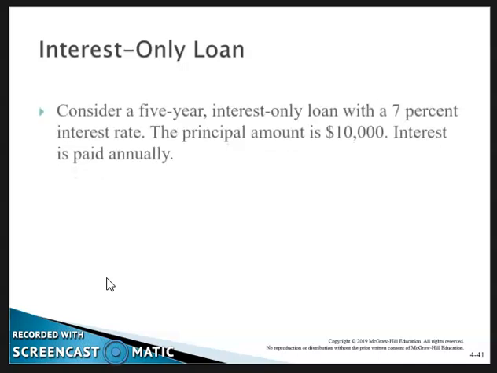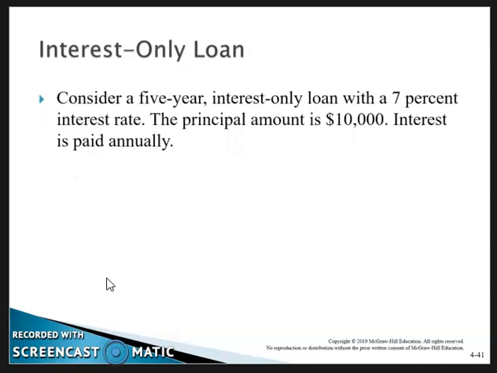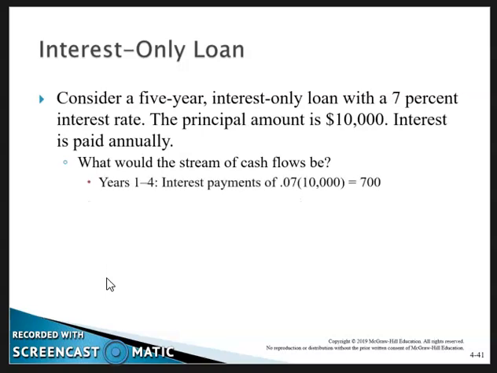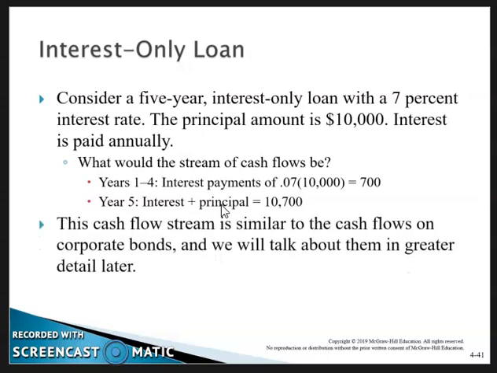Interest-only loans. Take a 5-year interest-only loan at 7% with a $10,000 loan. The interest is paid annually, so the interest is going to be $700, 10,000 times 0.07. During the first 4 years, the interest payments would be $700. And then in the last year, you're going to pay interest of $700 plus the principal, so $10,700. This cash flow stream is similar to those on bonds. We will talk about those in a later chapter.